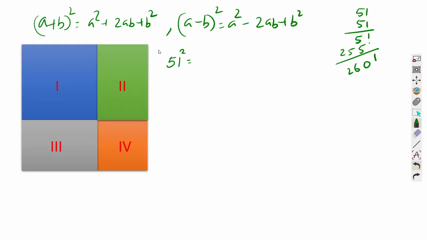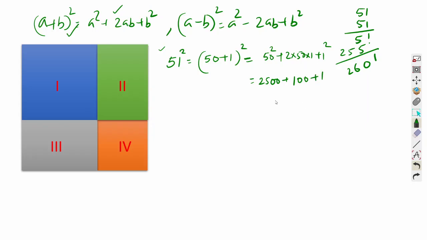If it is given in this format, and if you remember this formula, why can't we write it like this, 50 plus 1 whole square? If it is 51, why can't you convert that into this format? 50 square plus 2 into 50 into 1 plus 1 square. 50 square is 2500. 2 into 50 is equal to 100 into 1 is also the same, plus 1. And the answer is 2601. Understood, my dear students?